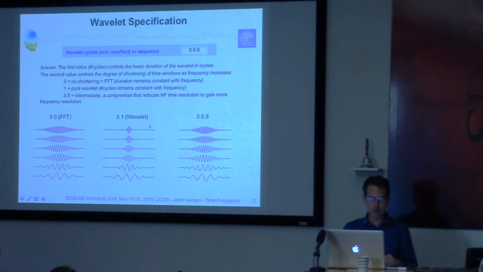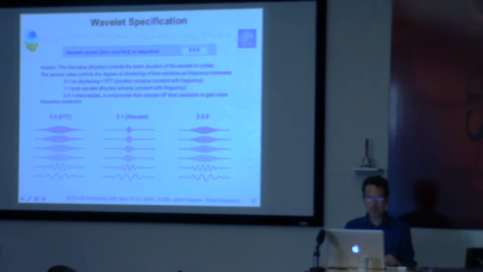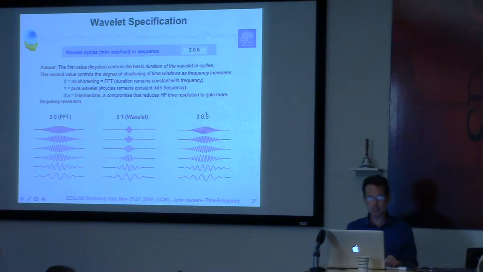3-1 would be the pure wavelet, saying that basically the windows are going to have the exact same number of cycles, so they'll shrink a lot as you go up. The typical default in EEGLAB is 3.5, which is somewhat intermediate between these. It says basically we're going to compromise: we'll reduce the high frequency time resolution a bit to gain more frequency resolution at higher frequencies. So you can see that these reduce in length, but not as much as in the wavelet.